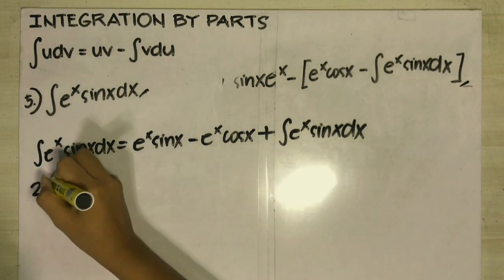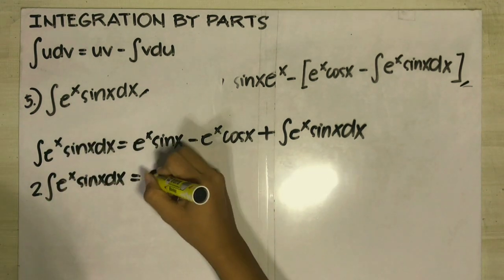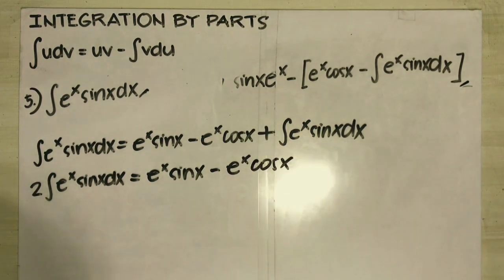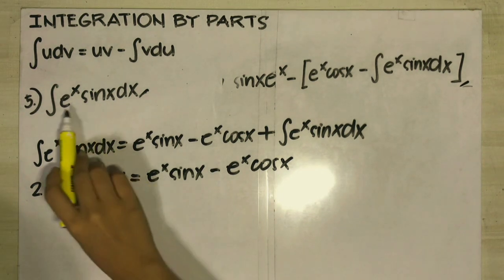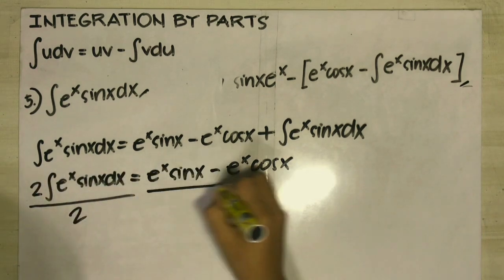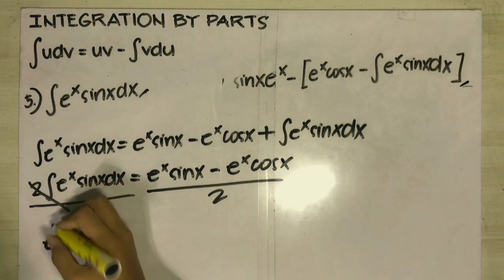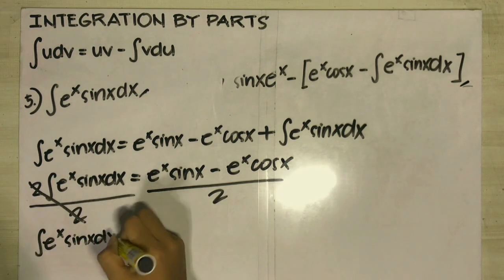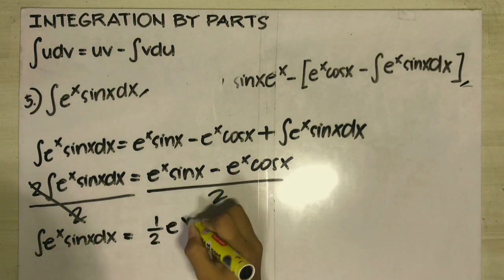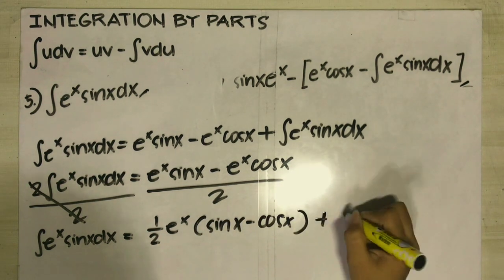And then, let's combine the two. So, 2 times the integral of e raised to x sine x dx is equal to e raised to x sine x minus e raised to x cosine x. So for us to cancel the 2, we need to divide both sides by 2. So, this will become the integral of e raised to x sine x dx is equal to 1/2 e raised to x times sine x minus cosine x plus c. And this is our final answer.